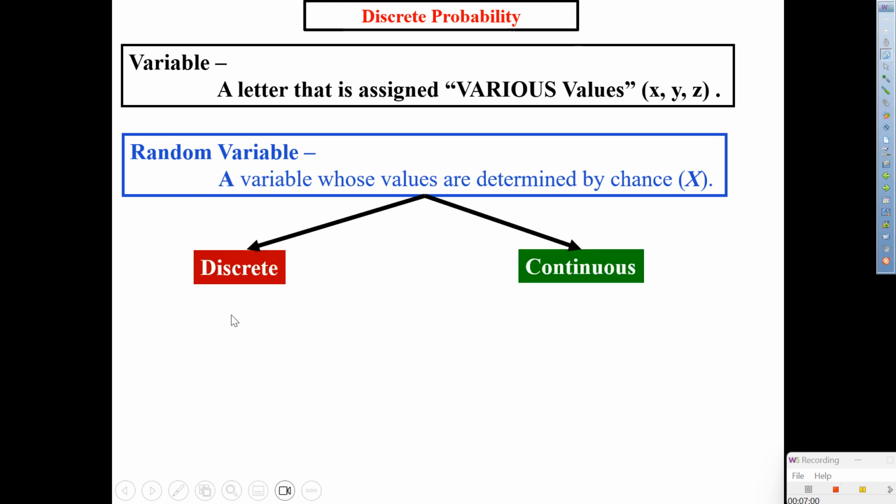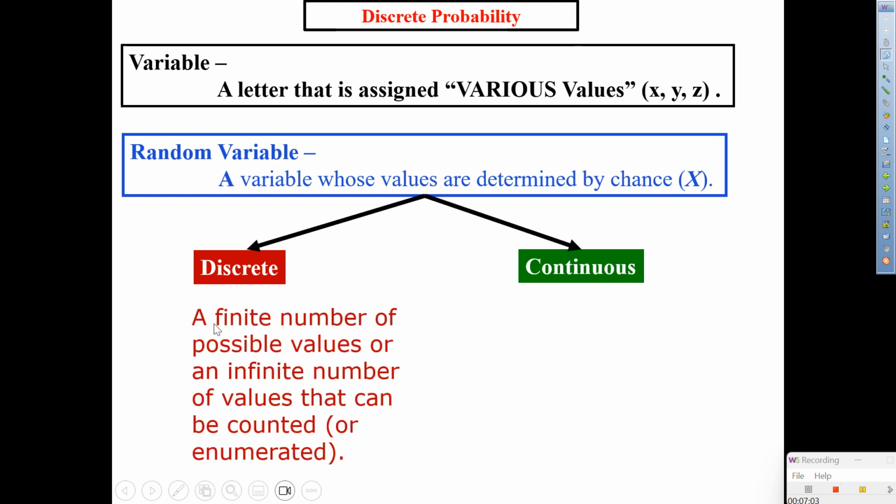So, what is a discrete random variable? A finite number of possible values or an infinite number of values that can be counted or enumerated. In other words, whenever you are looking at a random variable that is discrete, you can actually know the actual numbers or up to what numbers it goes to. For example, if somebody said, how many students are in Mr. Q's first class or first period? There is an exact number of students, is that correct? That's what we call discrete.